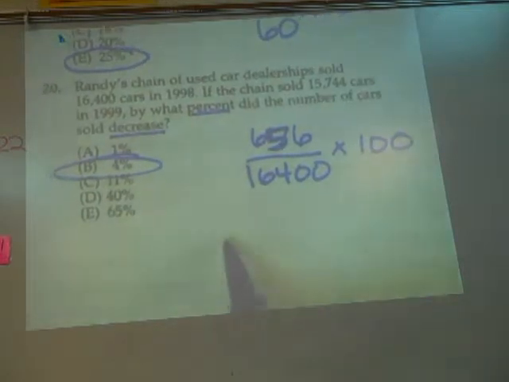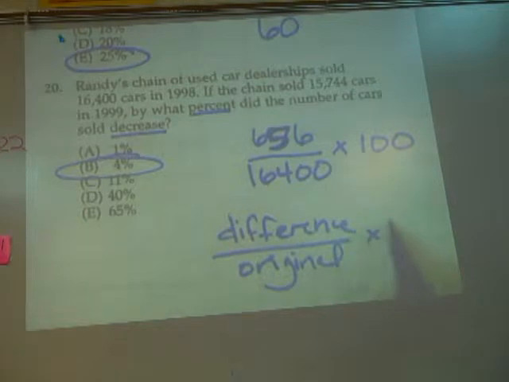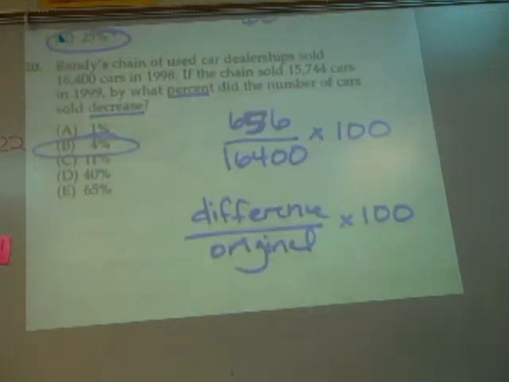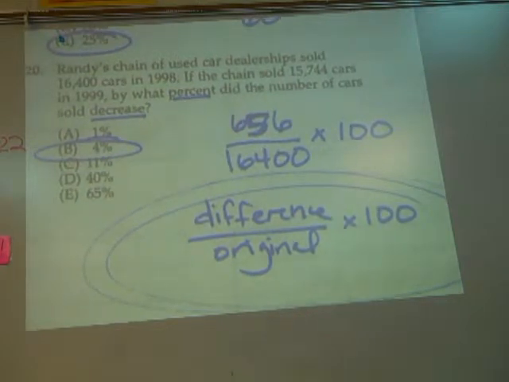So remember, it's the difference in the two things you're comparing over the one that's considered the original, the first one, times 100. That's the formula for percent increase, decrease. I think they really consider any of them where you have to remember a kind of formula or a rule like that, where they're not going to give it to you, to be medium or hard.